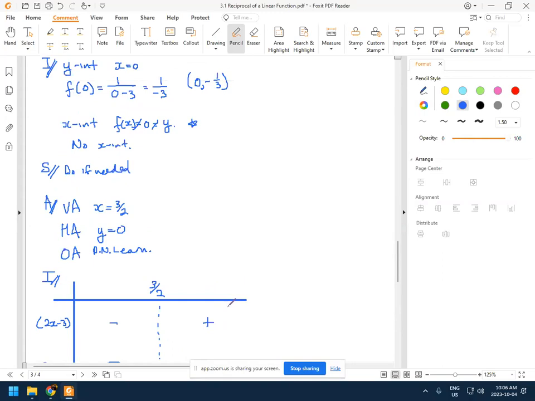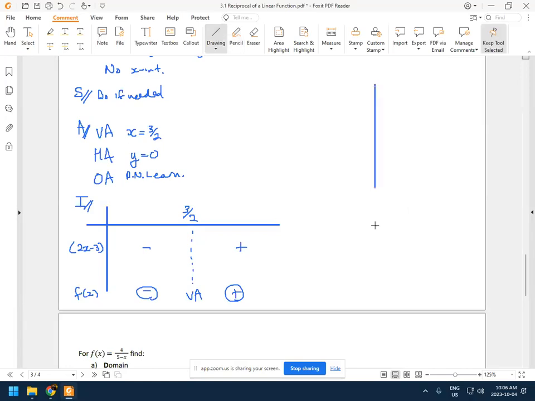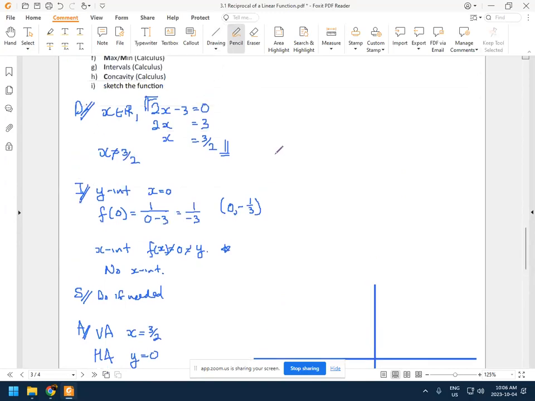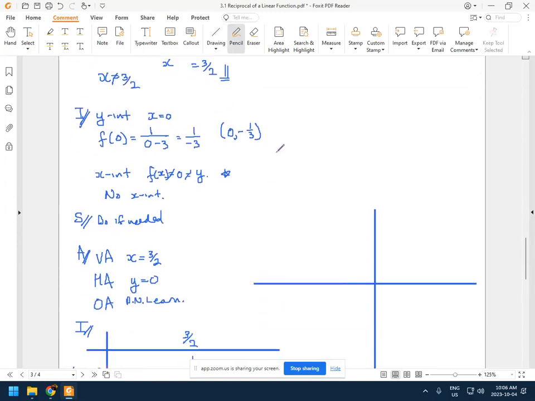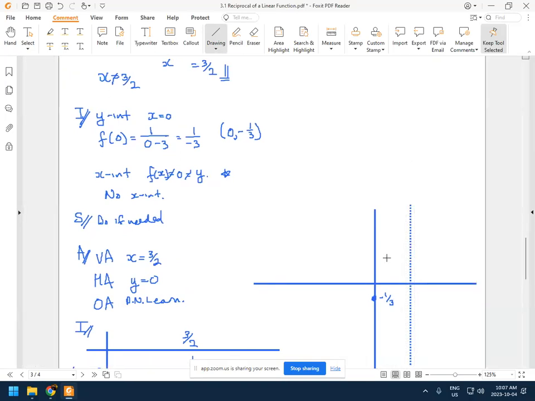Okay, let's do it. x-intercept, none. y-intercept, (0, -1/3). Vertical asymptote, 1.5. Horizontal asymptote, 0. I will label it.